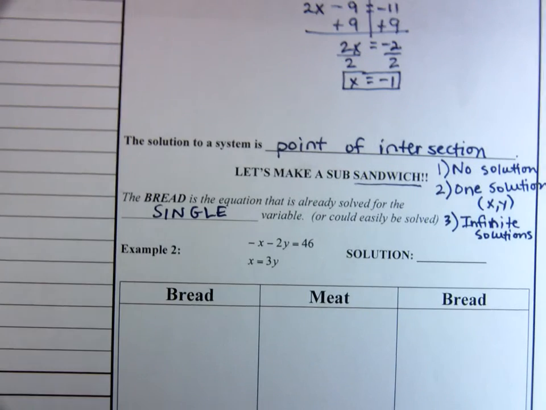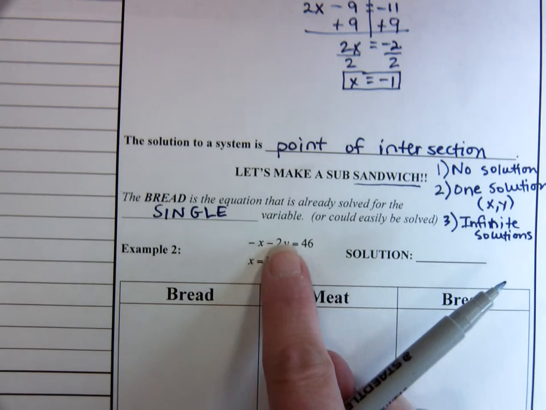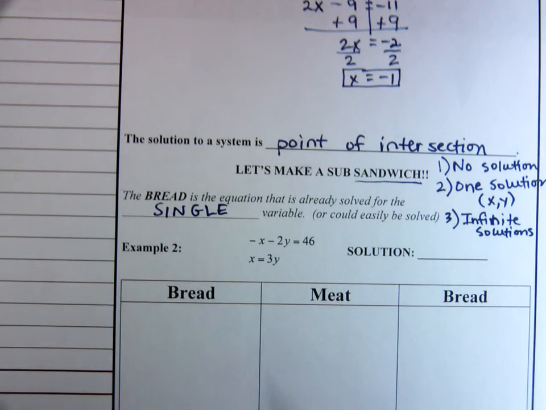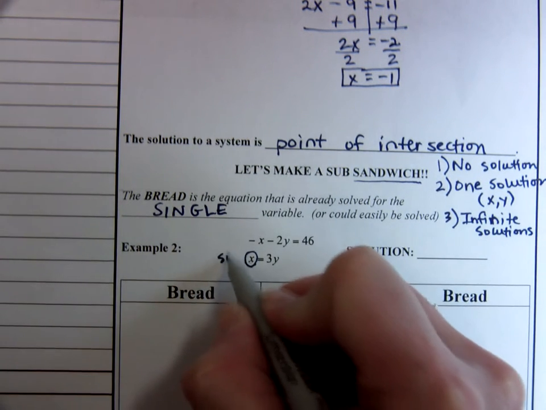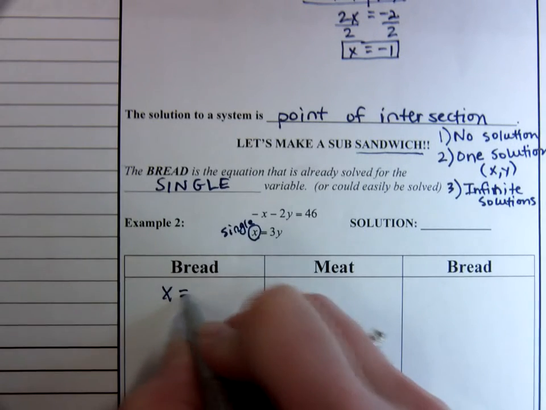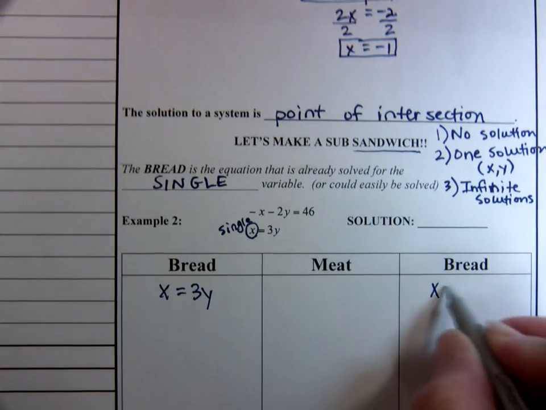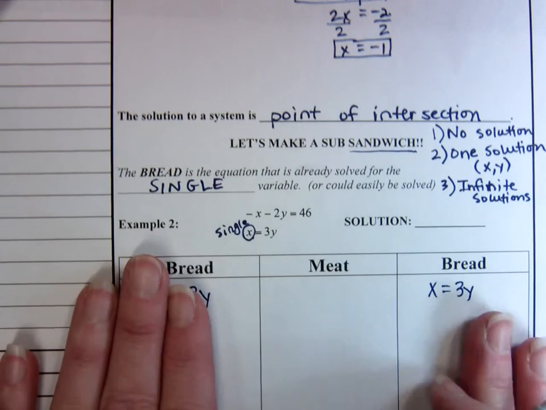So as we look at this next example and we see two equations, remember a system of equations is two equations. Do we see one that has a single variable? Yes, this variable is all by itself. So this one is a single variable, and we're going to call this the bread, and we're going to put x equals 3y here, and we're also going to put the x equals 3y over here, because remember a sandwich has bread, then meat, then bread.